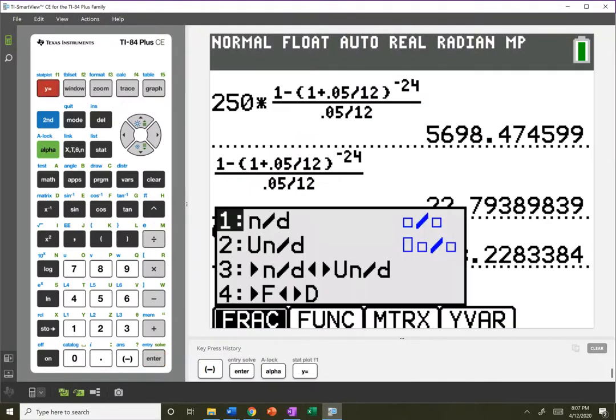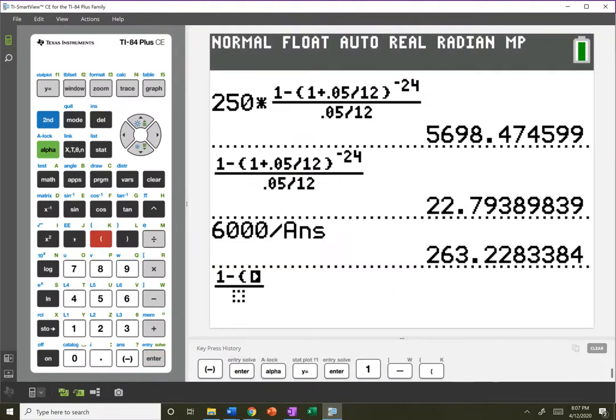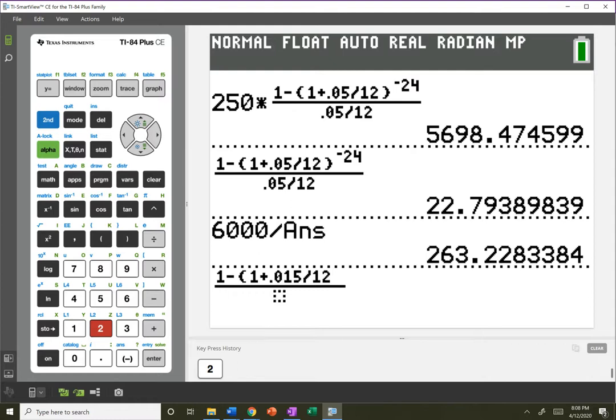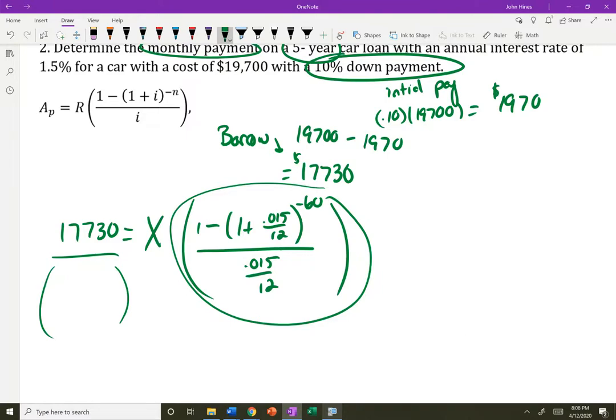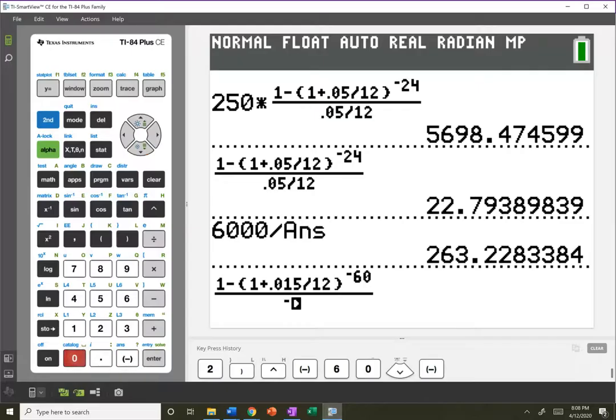So let's type in that crazy fraction. 1 minus 1 plus 0.015 divided by 12 to the negative 60, over just that little fraction piece. The formula has that little I, which doesn't stand for the imaginary unit. It's just that little fraction piece.